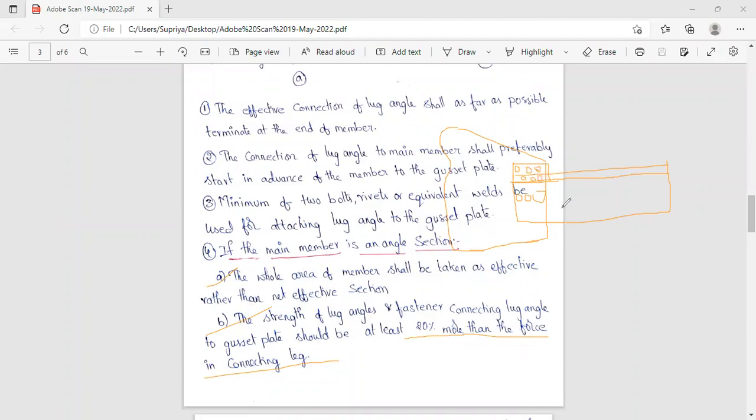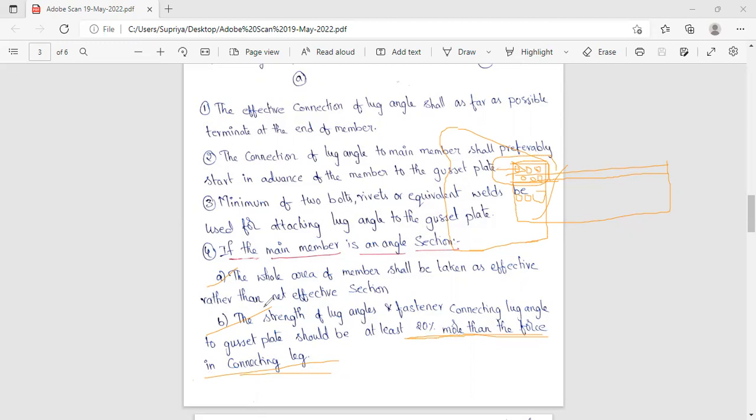Okay, so while making these connections we have to make sure that the strength of the lug angles and fasteners connecting the lug angle to the gusset plate should be at least 20% more than the force in the connecting leg. So what is the force coming to the lug angle? We have to consider 20% more force while designing the connections. We have to consider 20% more than the incoming load.